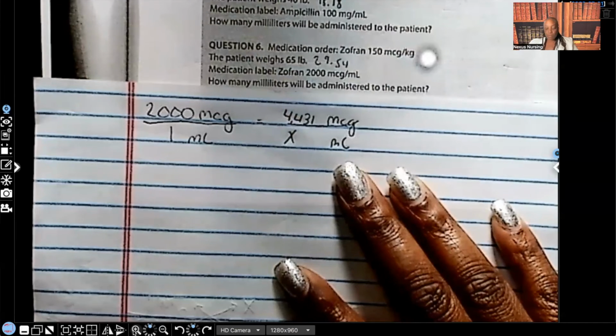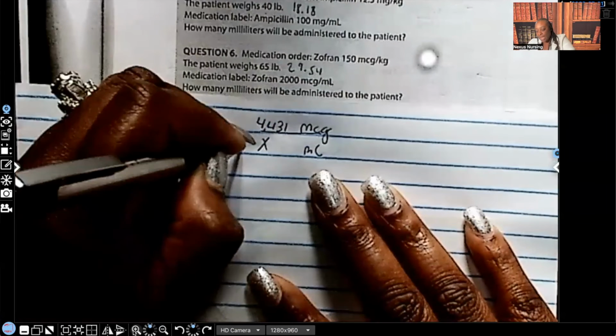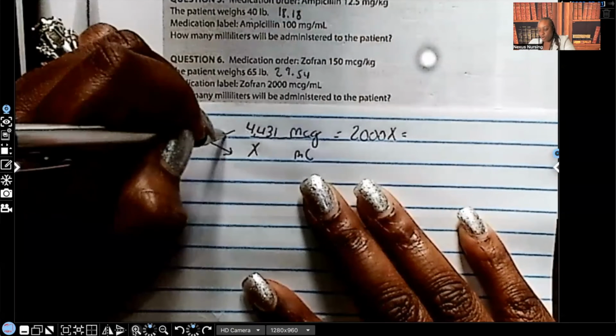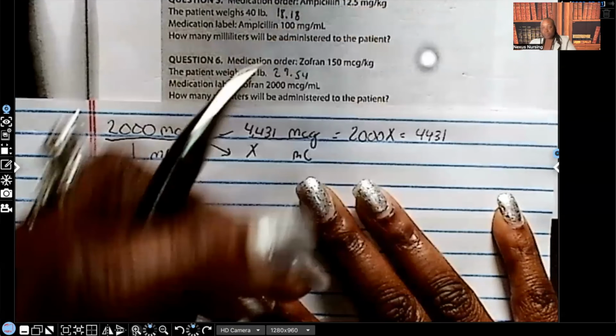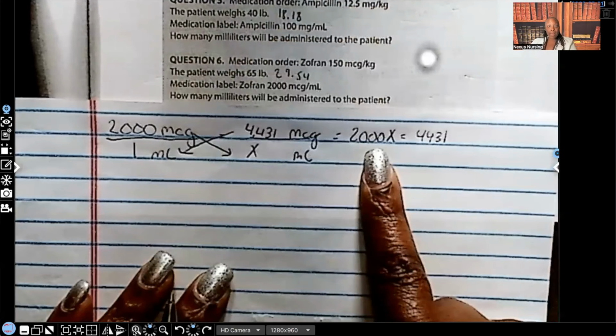Now that we have our numbers plugged in, let's cross multiply. 2,000 times X equals 2,000 X. And then 4431 times 1 equals 4431. We need to get X by itself, so we're going to divide by 2,000. Divide this side by 2,000. 4431 divided by 2,000, what does that give you? 2.2155.